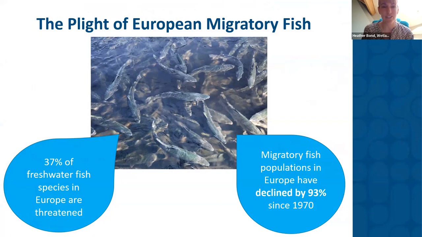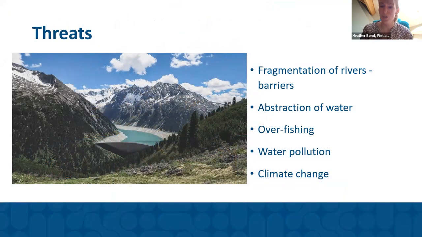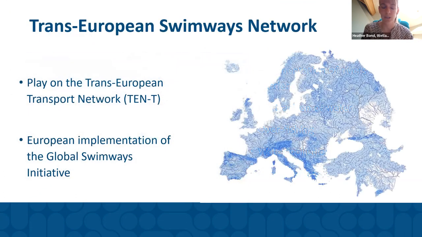Some background information on the situation facing migratory fish in Europe. There are some statistics on the screen, and the most striking one is that fish populations have declined by 93% in this part of the world. That's the highest rate globally, so it's a major problem here. What is causing this great decline? There are many threats that are similar to those for migratory species around the world. And in Europe, one of the biggest problems is that the rivers are heavily fragmented. There are over 1 million barriers on the rivers there, and many of these are no longer in use.